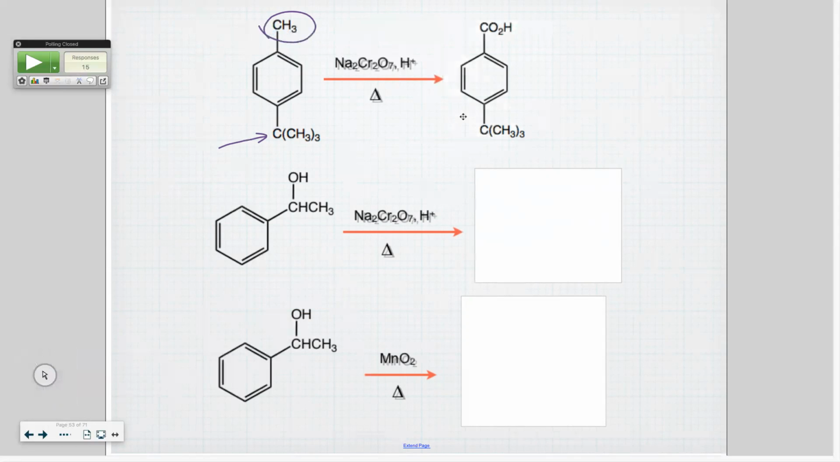Okay, so you see the difference. It doesn't matter if there's 1, 2, or 3 benzylic hydrogens. You get the same thing. And so, look at this one. That one has an OH on it.